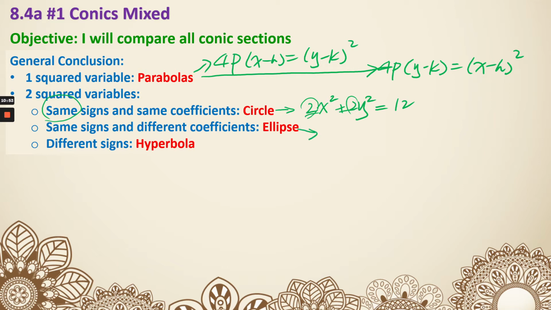They have the same sign but different coefficients. Let's say you have a 4x squared plus a 9y squared equals 36. They are both positive, but one is the 4, the other is the 9. That's going to be an ellipse.